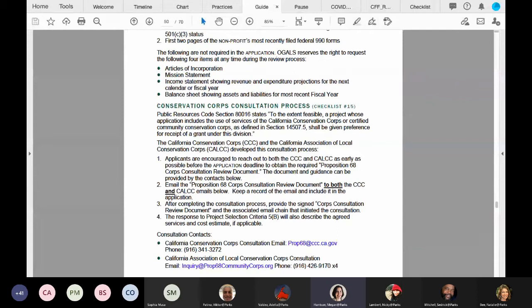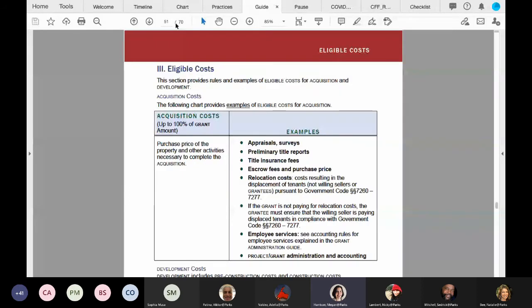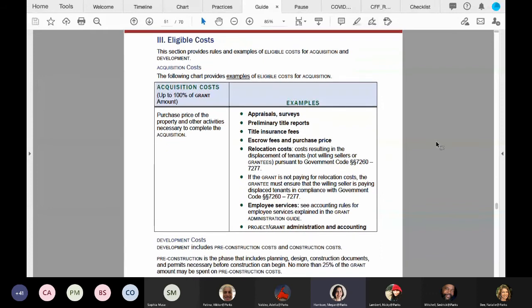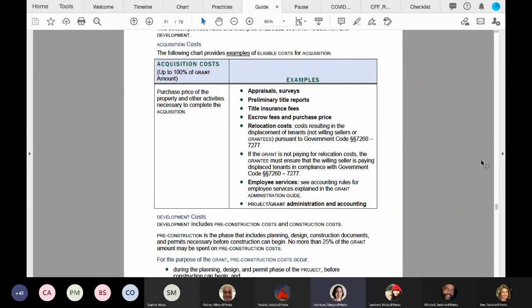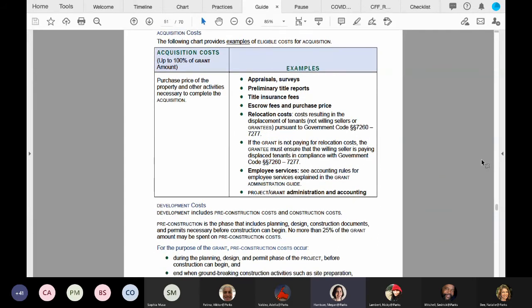Now let's go to the eligible cost chart on page 49. Natalie went over this a little bit, but we do get a lot of questions on eligible and ineligible costs. So we'll be scrolling through these charts to give you a little bit more time to take a look at them and ask any questions that you have.